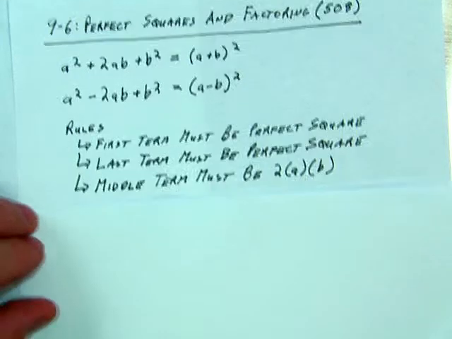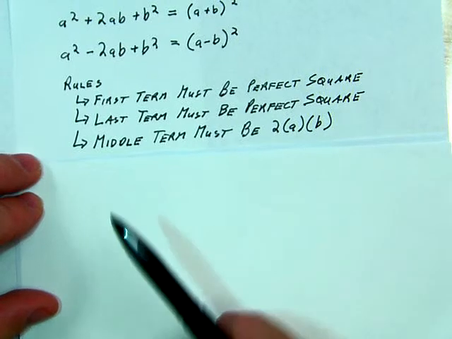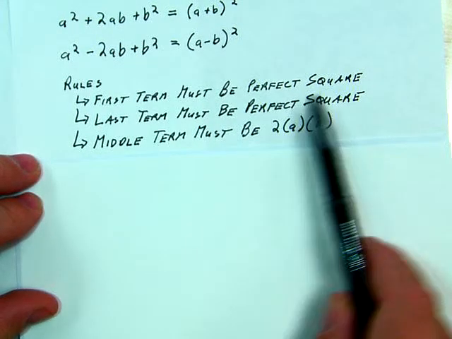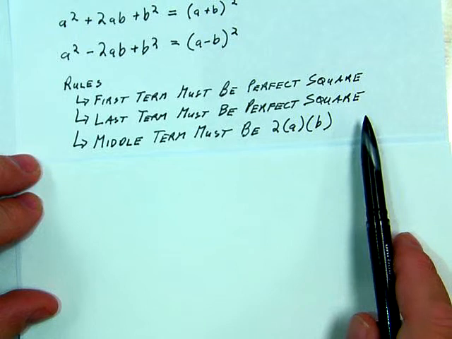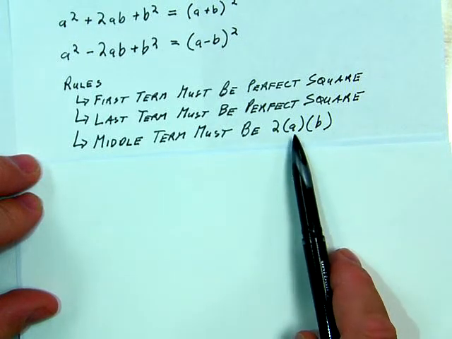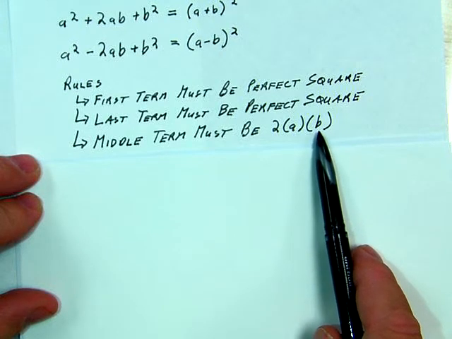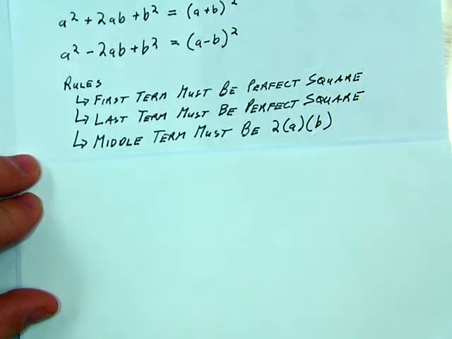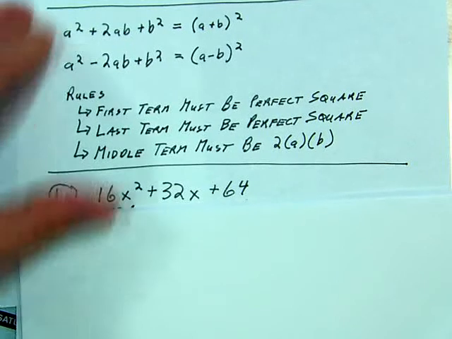All right. So what are the rules of that? Simple rules. First term must be a perfect square, and the last term must be a perfect square. And then the middle term must be 2 times the square root of the first term and the square root of the second term. Okay?